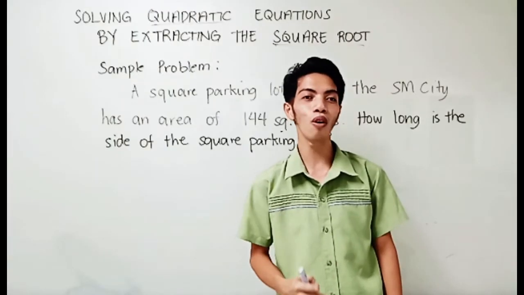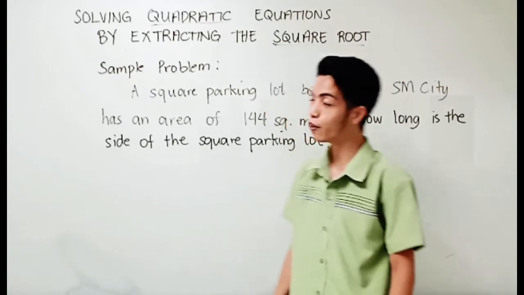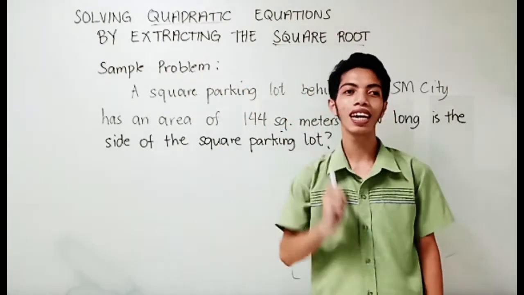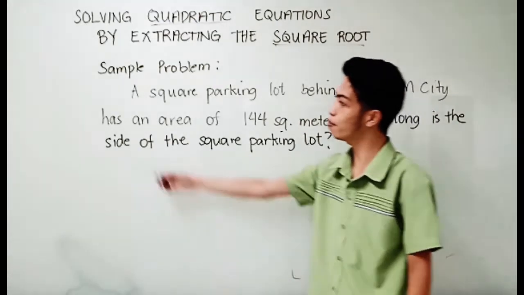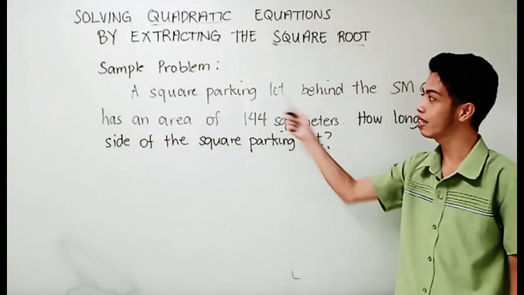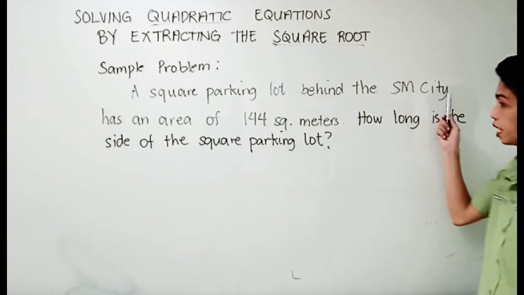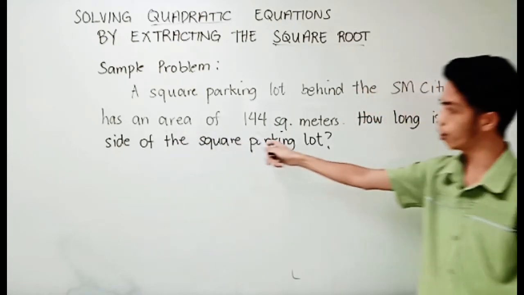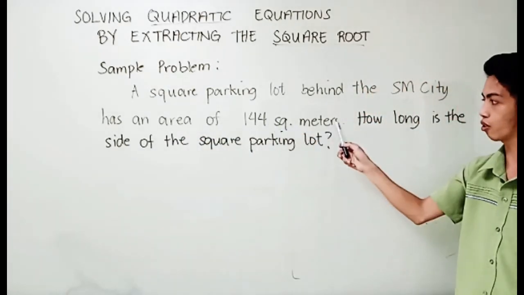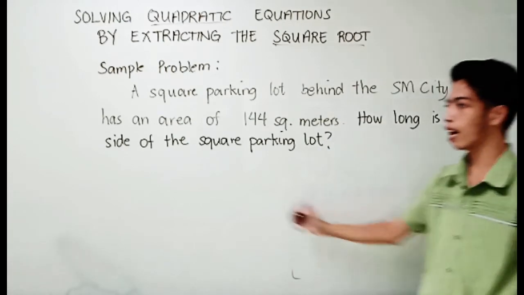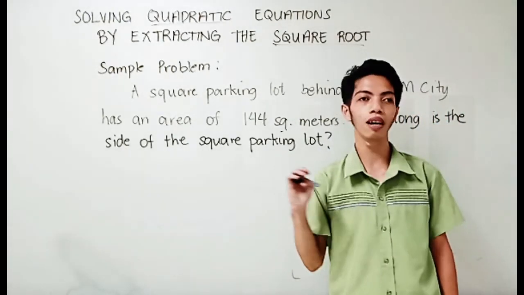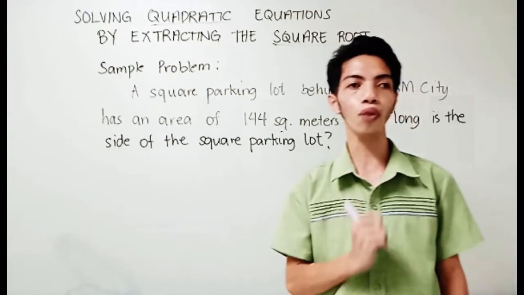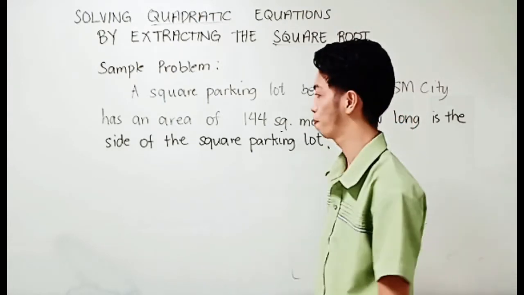And now that we know on how to solve quadratic equation by extracting the square root, let's apply it in a given problem. We have a sample problem. A square parking lot behind the SM City has an area of 144 square meters. How long is the side of the square parking lot? In this kind of problem, it is easy to illustrate the parking lot.